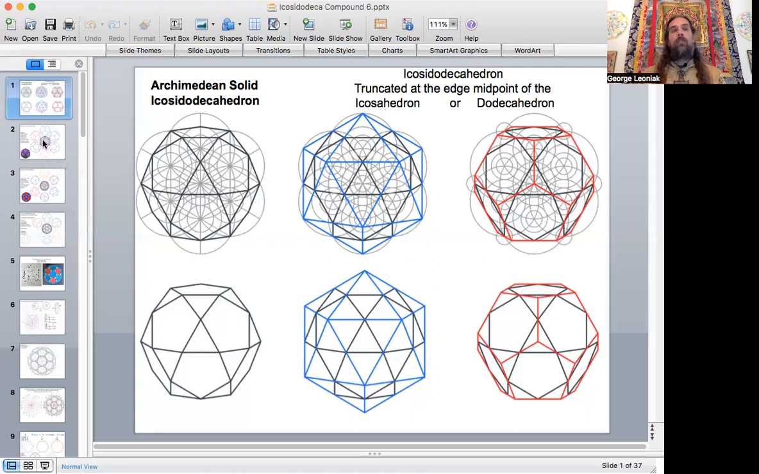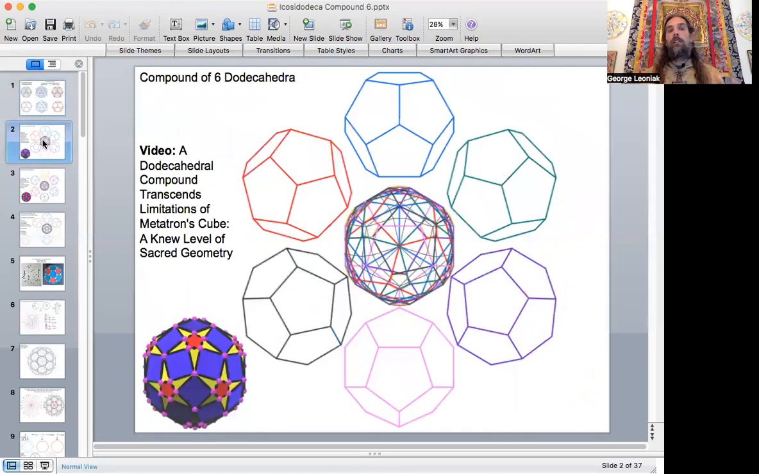Now, I want to back up to some previous videos that I did, and this is kind of what led me to figuring out how to construct a compound of 6 icosidodecahedrons, what makes up that polyhedron over here with the 9-sided faces that showed up on it. So what I did here in this video called the dodecahedral compound transcends the limits of Metatron's Cube, a new level of sacred geometry, always throwing in the KNEW in there whenever I can.